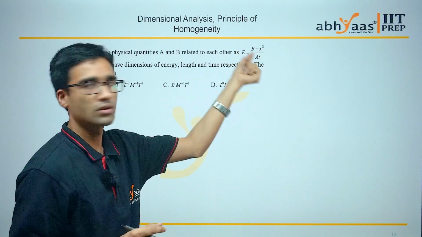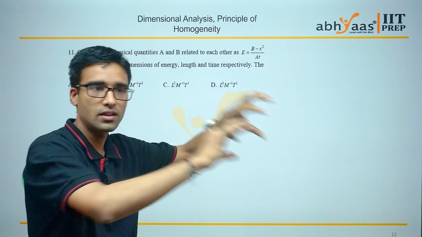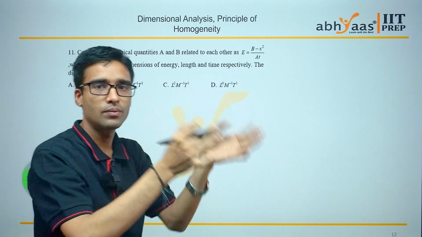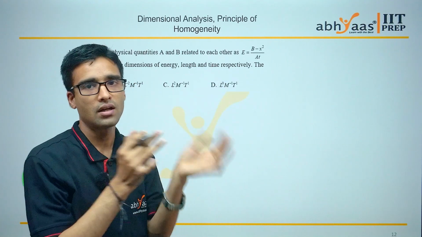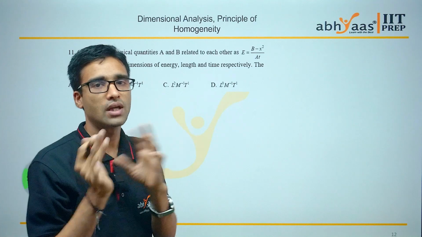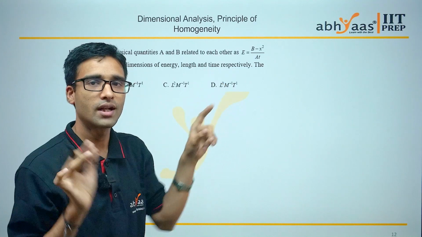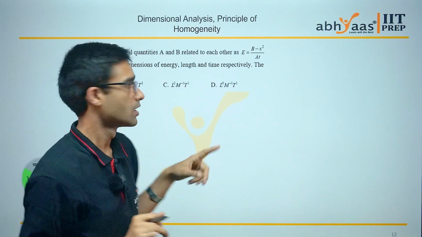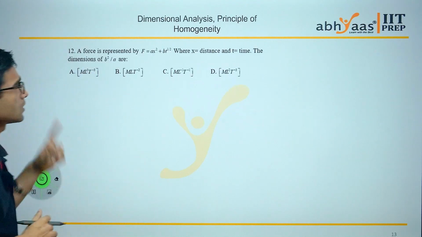So here you can observe, this is called the principle of homogeneity. The same thing can be subtracted from the same thing, or the same thing can be added to the same thing. B plus x square we are also getting, yes, length square units only. Okay. Now if you observe the 12th question.